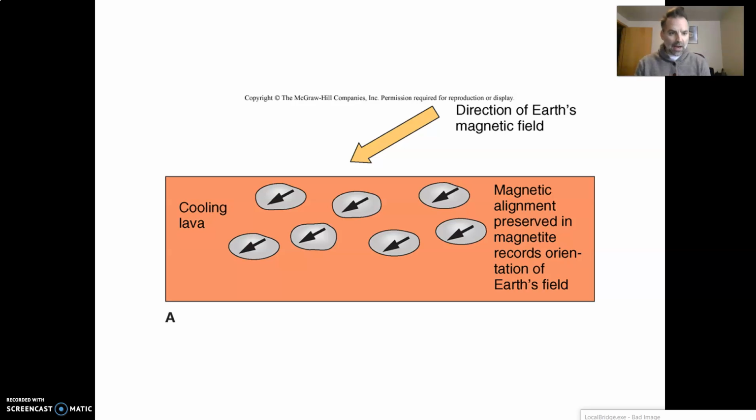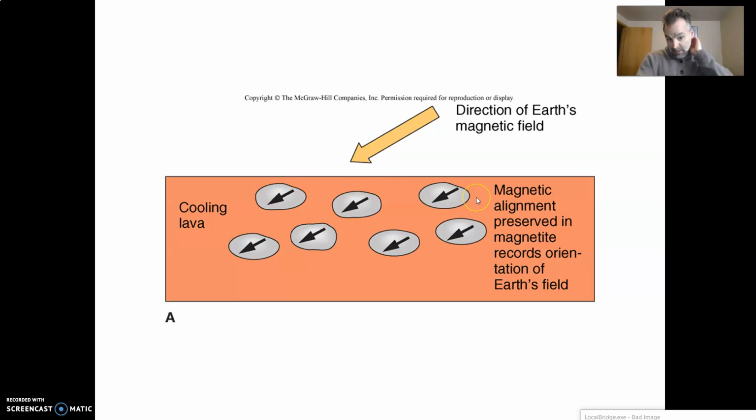So here's a diagram showing that when lava erupts on the surface, all those iron or any magnetic minerals that are in that lava actually reorient themselves in the direction of the magnetic field. And this is what's showing here. These are probably magnetite minerals, and this line represents a vector which has direction and magnitude.